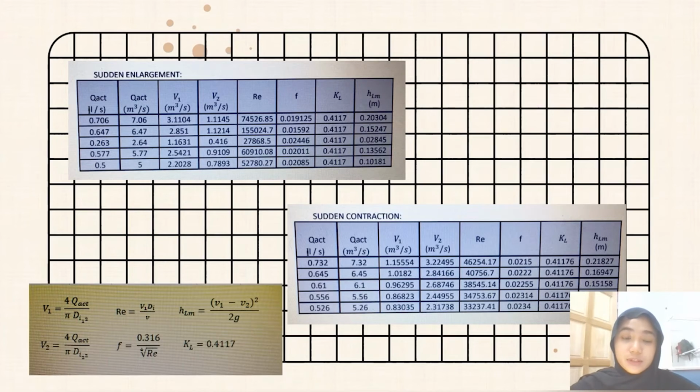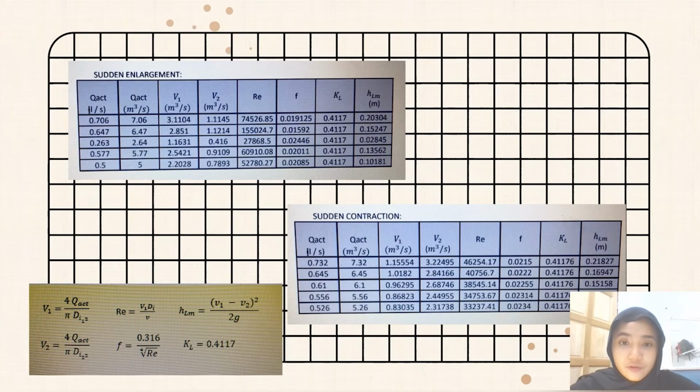So next we need to calculate the V1 and V2 by using the formula 4 times Q actual divided by pi times diameter 1 for V1 and diameter 2 for V2. So we find the Reynolds number by using the formula V1 times D1 divided by ν, which is the viscosity at temperature 36 degrees, 7.095 times 10 power of negative 7.